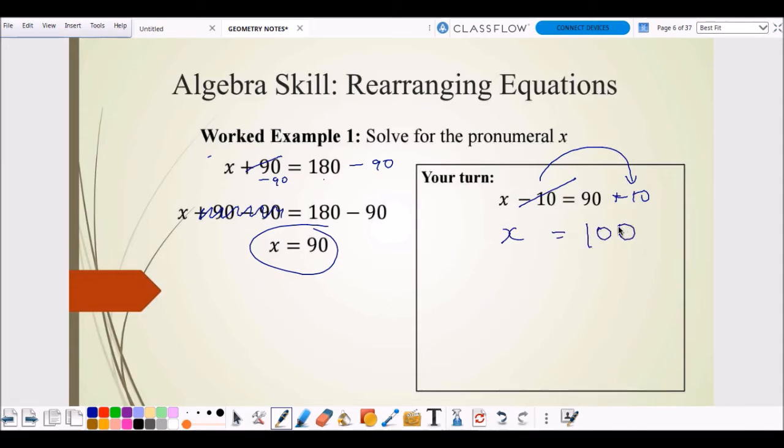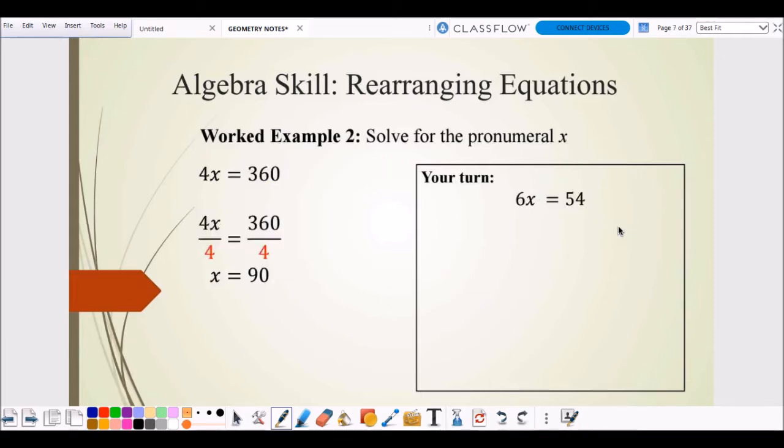Okay, so therefore x must equal 90 plus 10, which equals 100. Okay, nice and easy. Did everyone else get 100? Yes. Good, good. Okay, let's try another example.